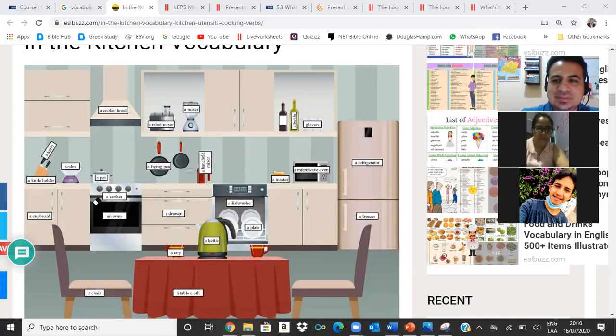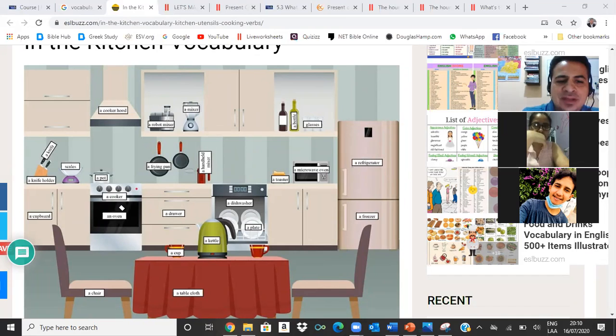Pot. Alguien me decía, teacher, ¿cómo se dice olla? O cacerola. Ya vamos a ver. Una olla es profunda. Pot. A pot. ¿Cómo se escribe? P-O-T. Okay. Now, what about where you put the food to bake? Do you know what bake is?